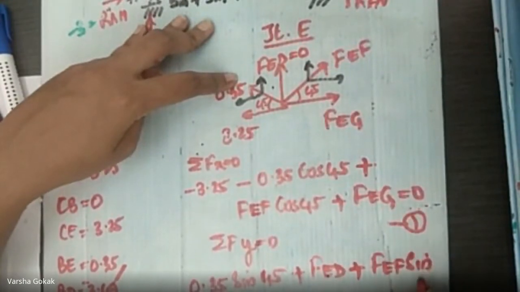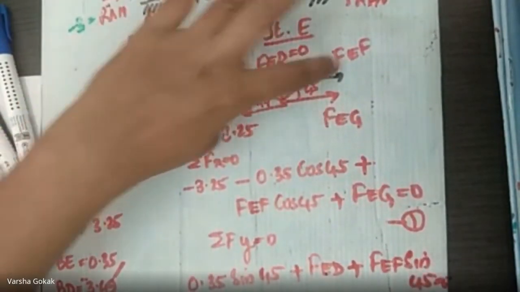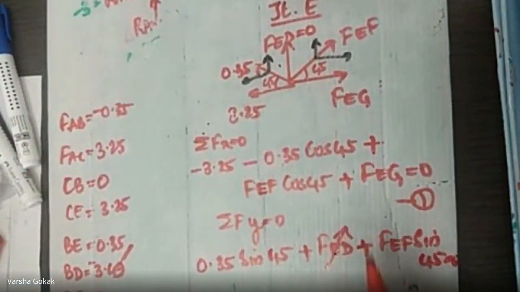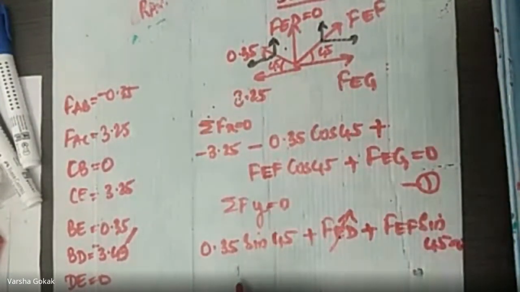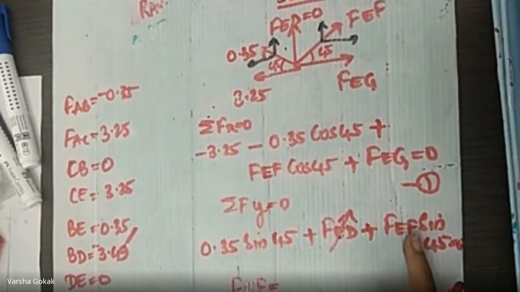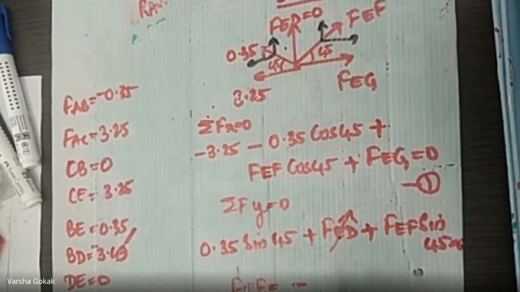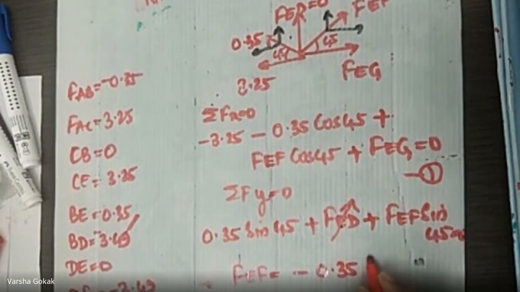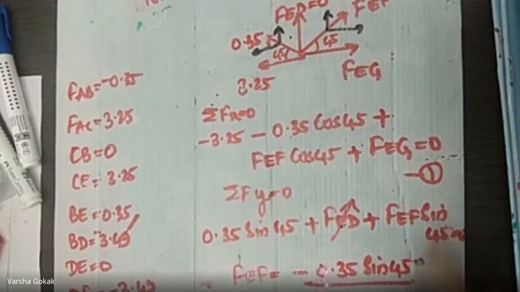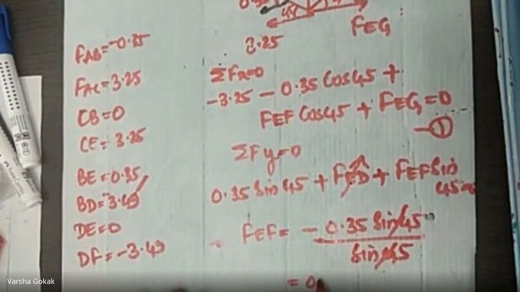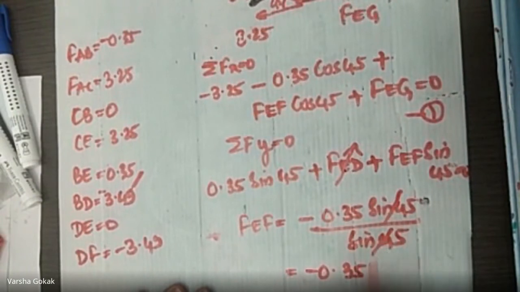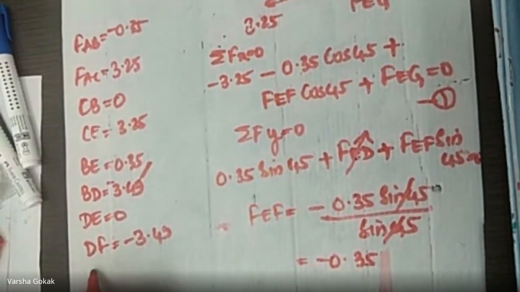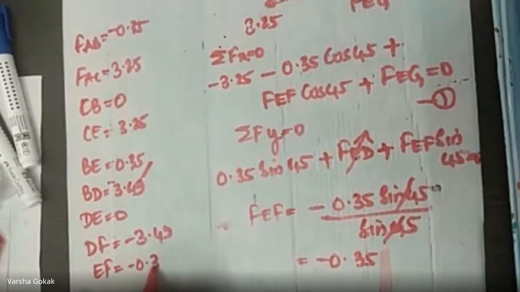F_EF sine of 45 equal to 0. Only three forces are there, and in that, this is 0 now, correct? So I have only F_EF unknown. So we'll write for that. F_EF is going to be equal to, this goes to this side, it becomes minus 0.35 sine of 45 divided by sine of 45. These two go. F_EF is how much? Minus 0.35 only. Sine of 45 is gone. So we get a value of EF that is minus 0.35.